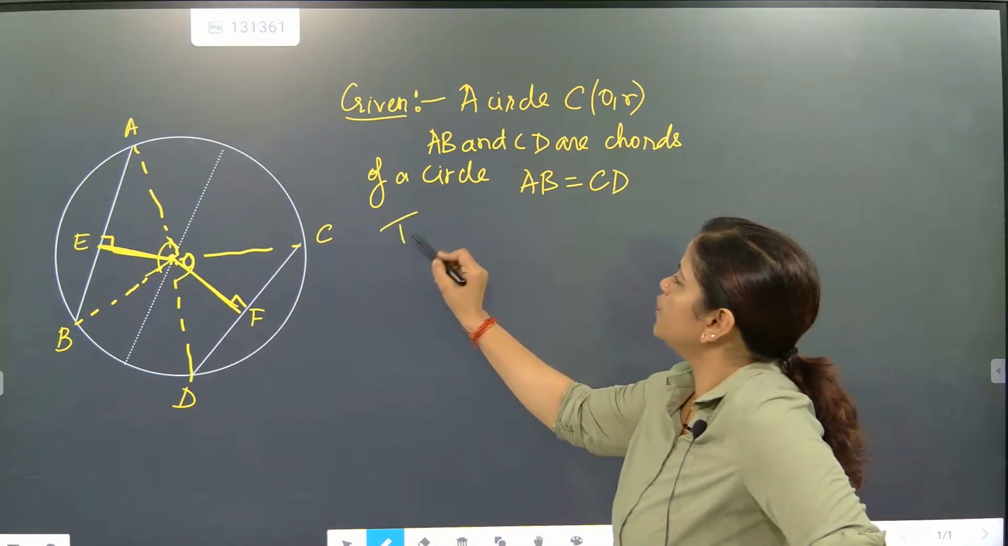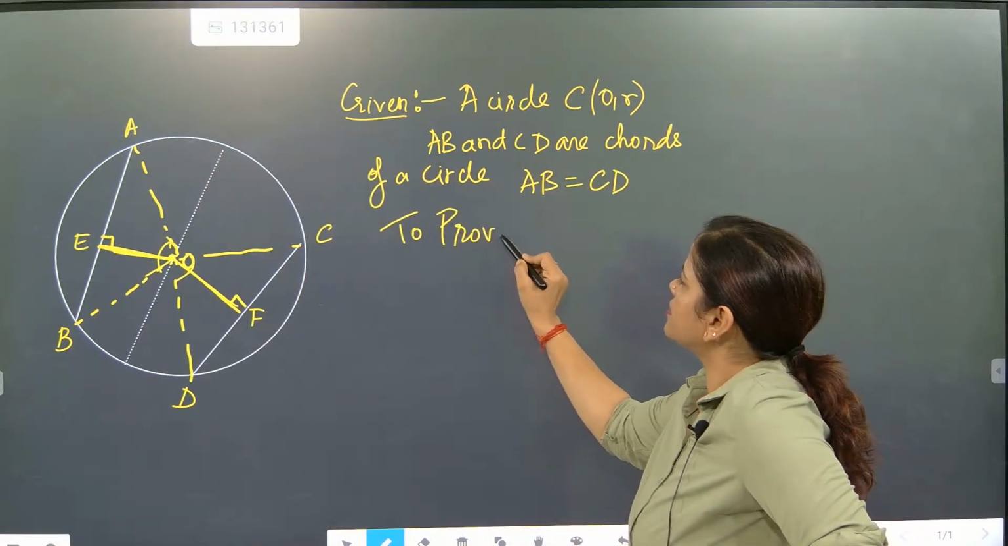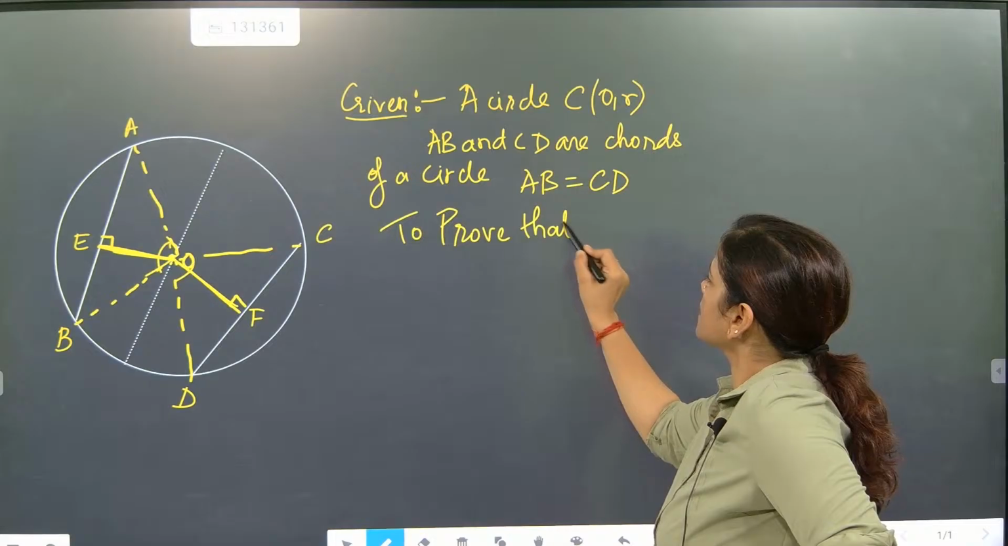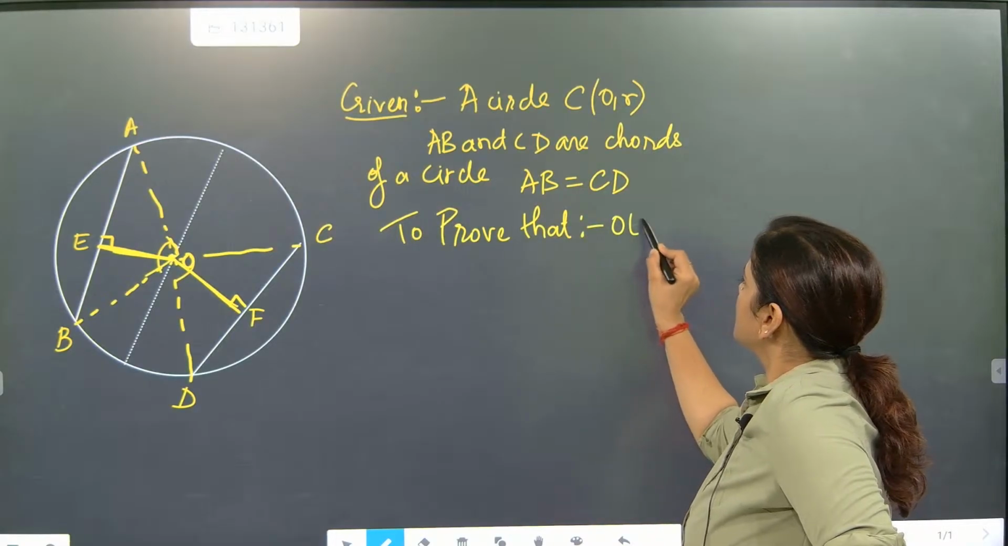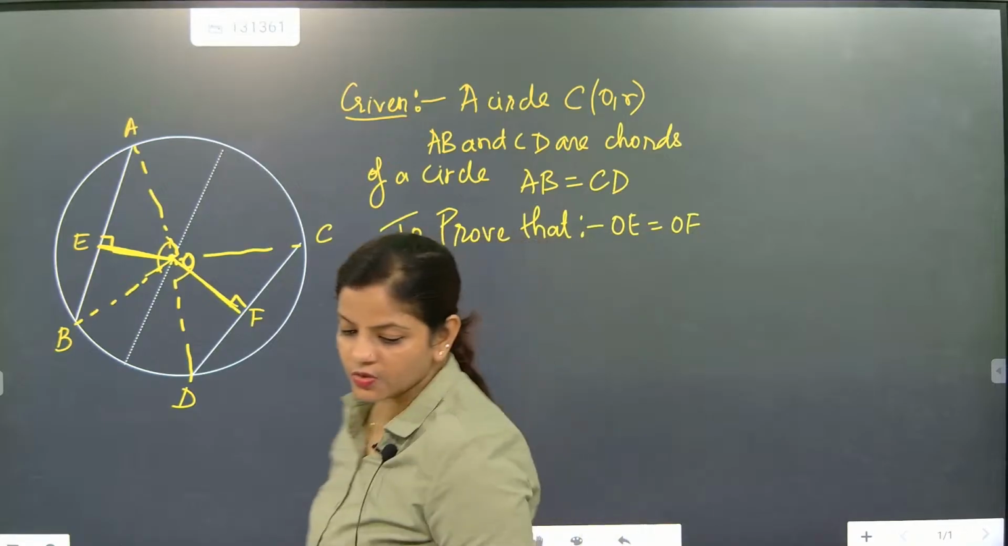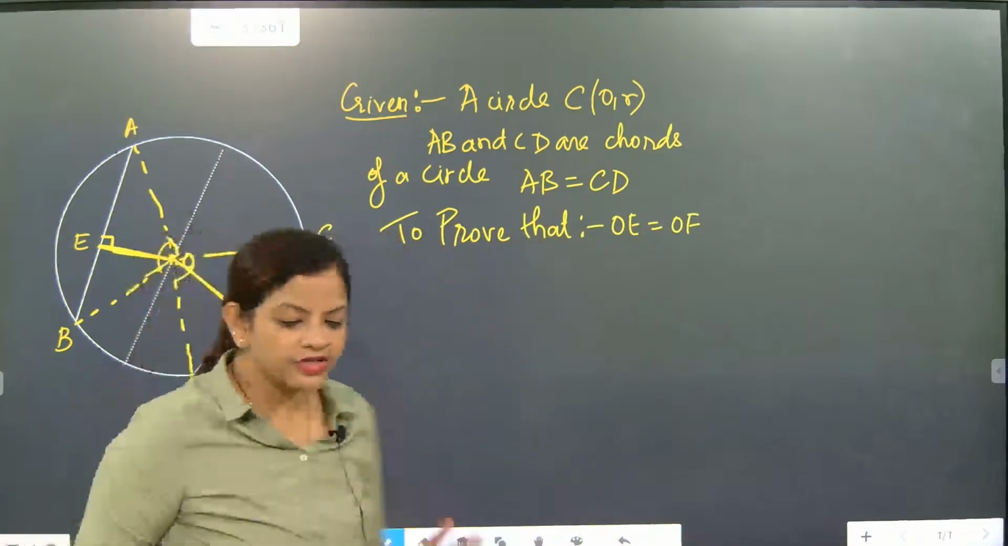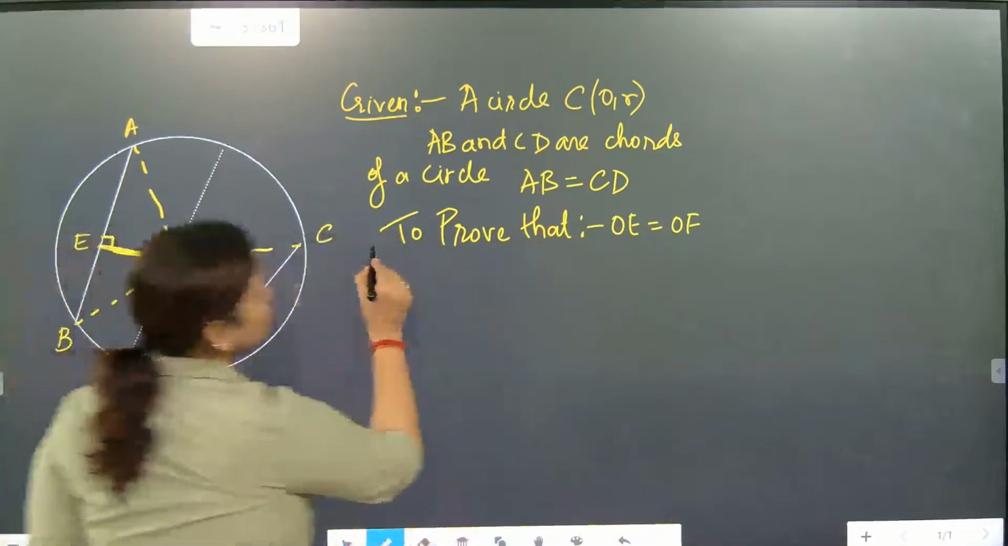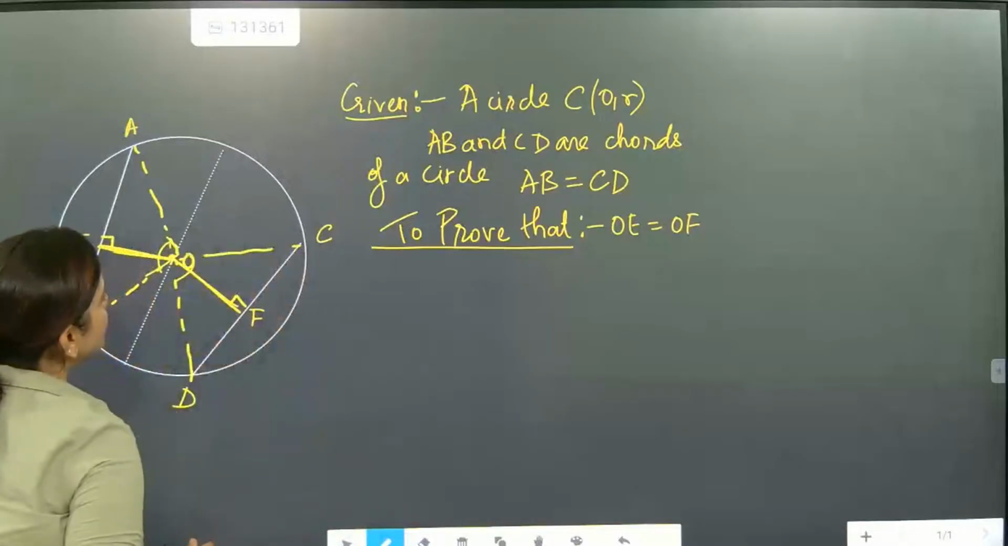So prove that OE is equal to OF. This is what we need to prove. OE is equal to OF. So this section we have to prove that OE is equal to OF. What next work we are going to do?